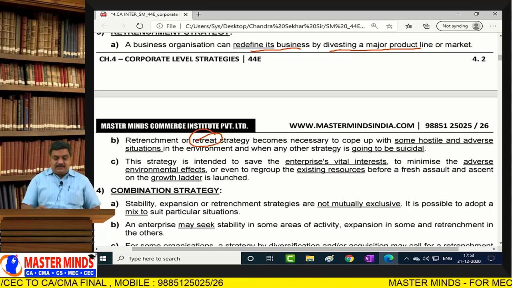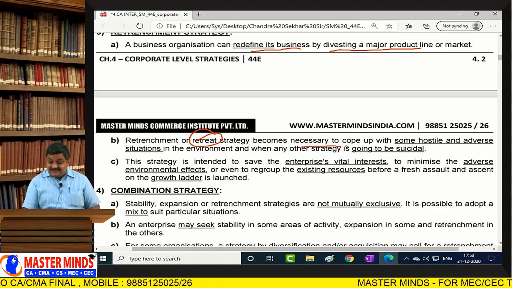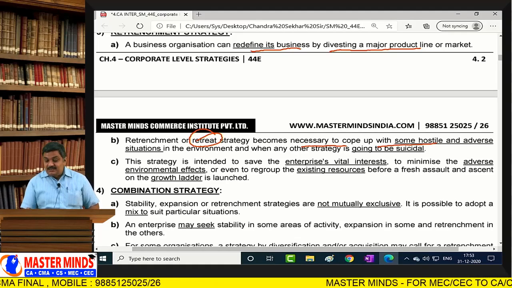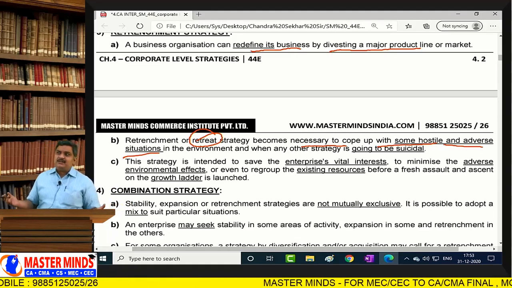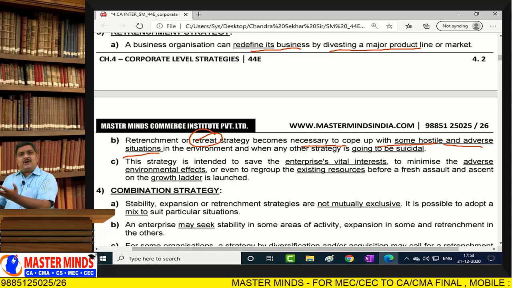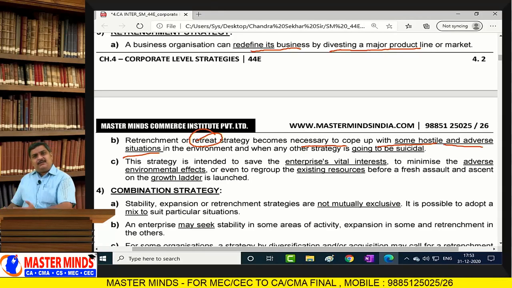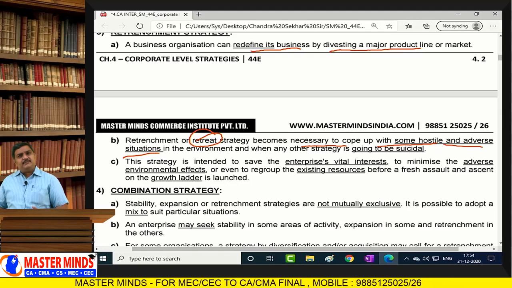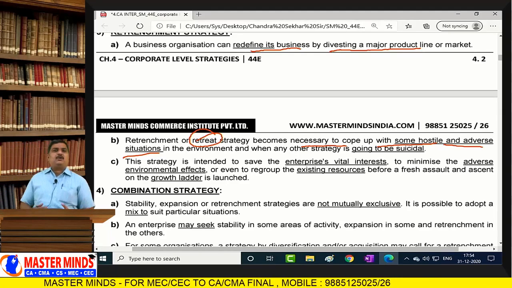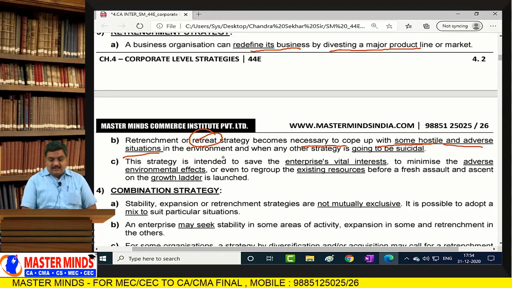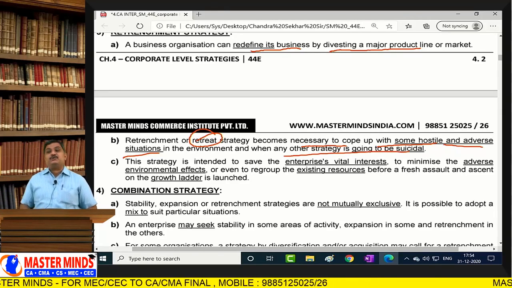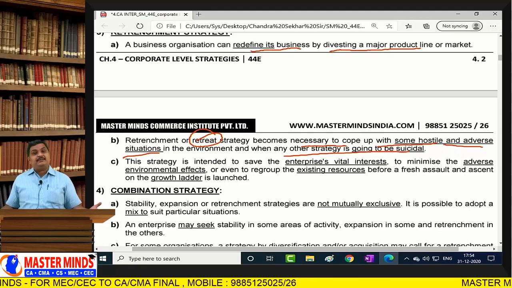Okay, so retrenchment or retreat strategy becomes necessary to cope with some hostile and adverse situations. Yes, the outside situation, the external environment, is so hostile, so unfriendly. It's not possible for me to expand. It is not possible for me to get the same rate of returns. So what is wrong? Nothing wrong. And when any other strategy is going to be suicidal, no strategy is working.